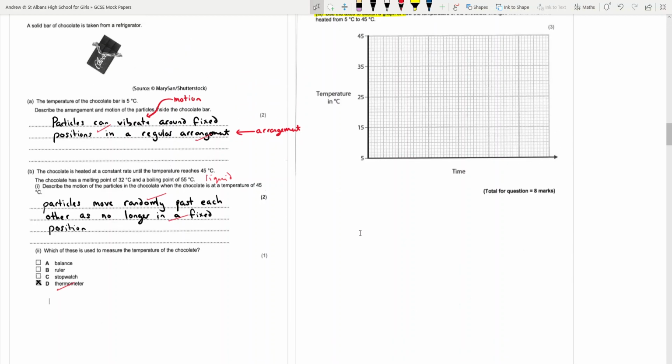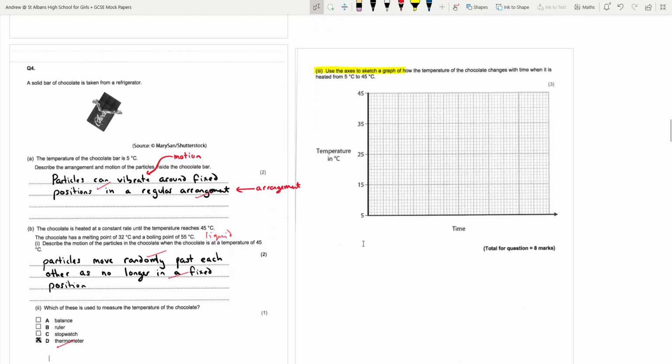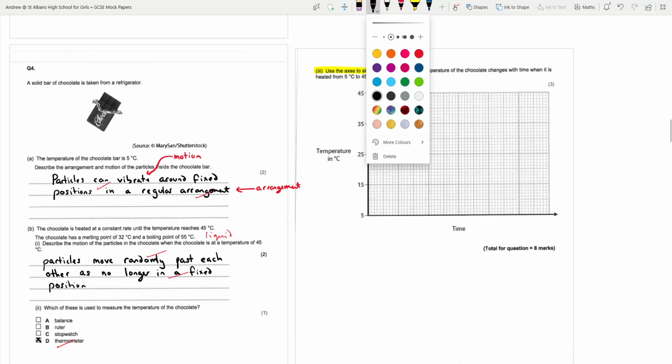Okay. Then we have a graph, 3 marks. Use the axes to sketch a graph of how the temperature of the chocolate changes with time when it's heated from 5 to 45 degrees. What we know is that we have a melting point at 32, and we know that during a change of state, there is no change in temperature.